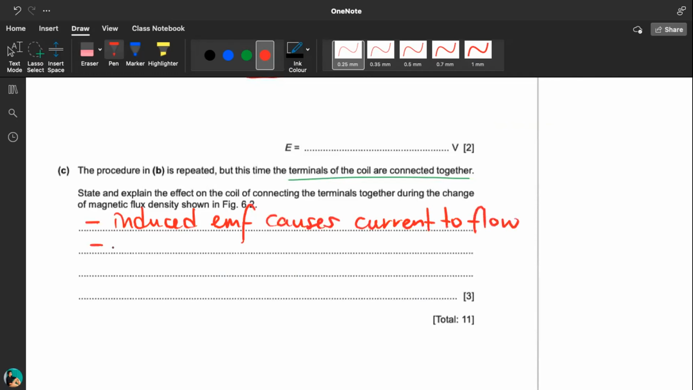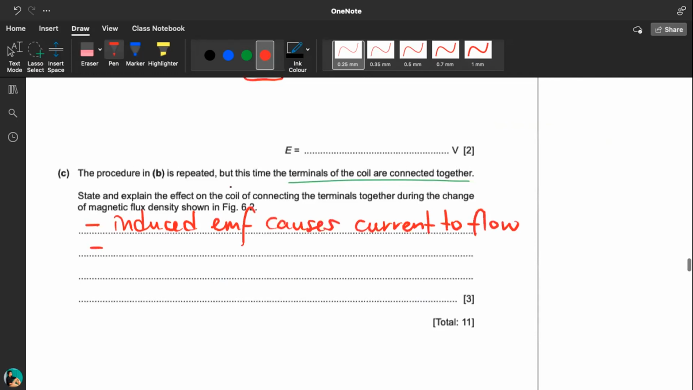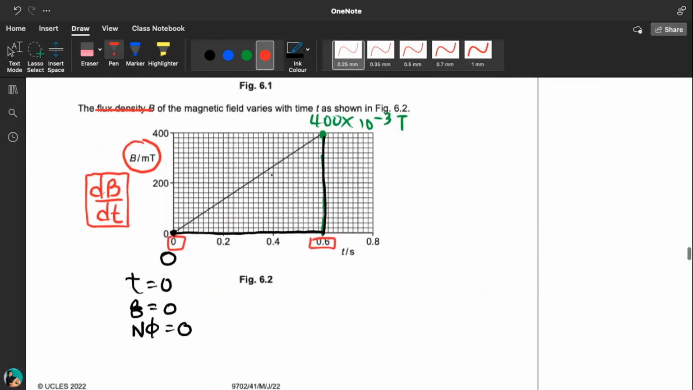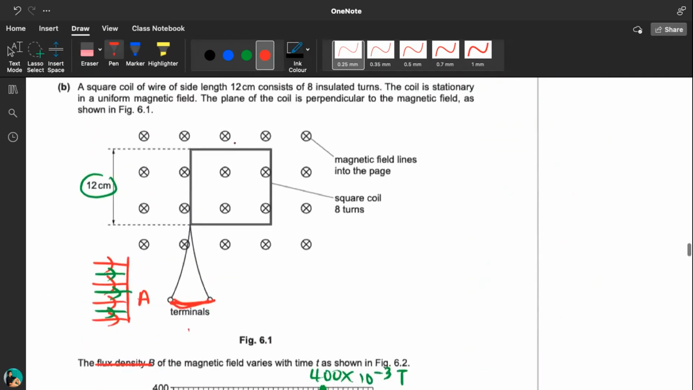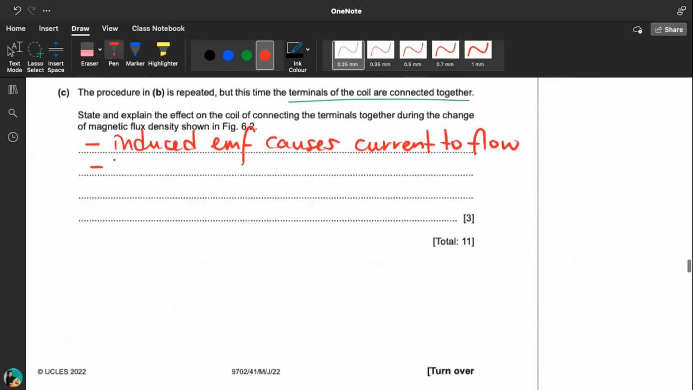And then when current is flowing inside, you have this magnetic field. Current flowing inside the magnetic field produces force. That's the second point. Force is produced.